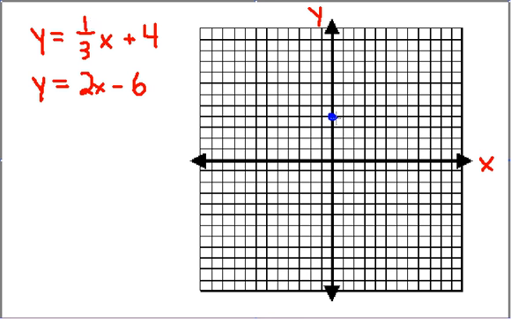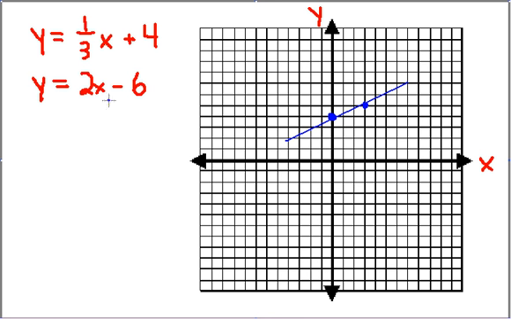So we come to our y-intercept of 4, and we do a rise of 1, which would be up 1, and a run of 3, which would be 3 to the right. There are our 2 points. Now we can simply connect them together, and there's our line that represents the graph of this equation.